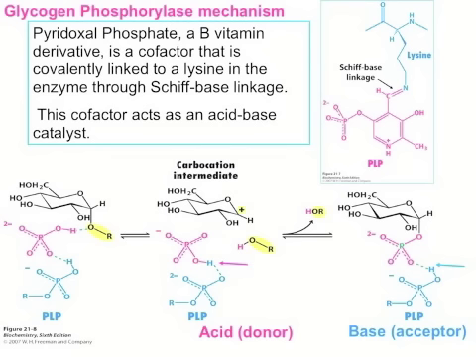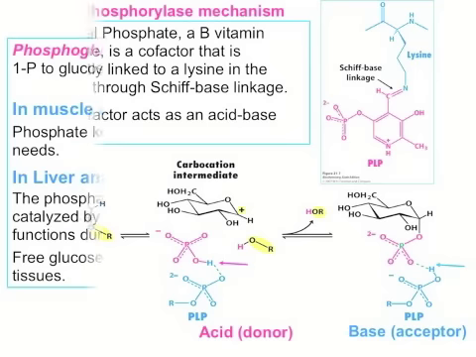Pyridoxal phosphate is a B vitamin derivative. This cofactor is covalently linked to a lysine in the enzyme to make a Schiff-base linkage. This is shown in the diagram in the upper right of the slide. A Schiff-base linkage is simply a double bond between a carbon and a nitrogen. Pyridoxal phosphate acts as an acid-base catalyst.